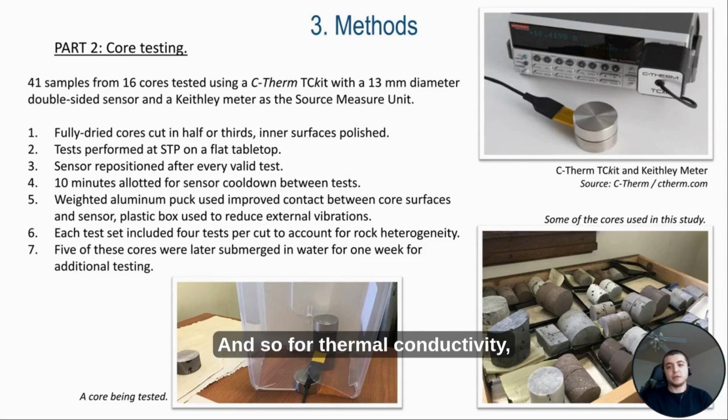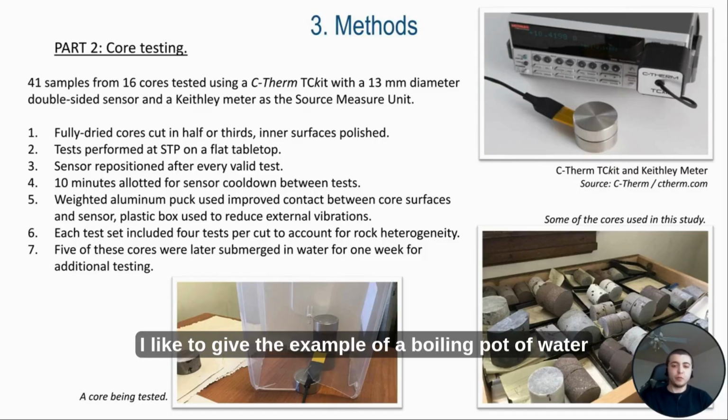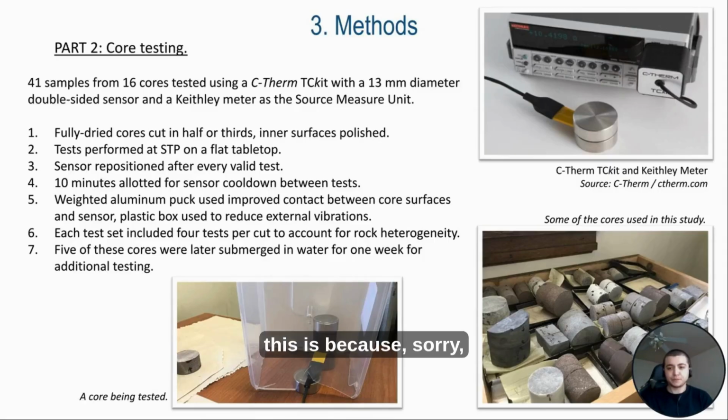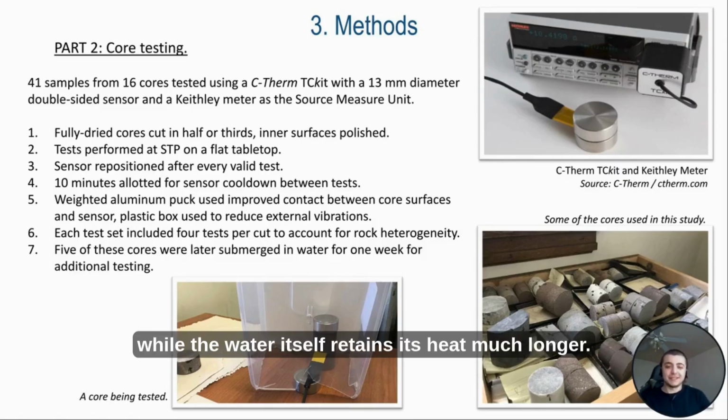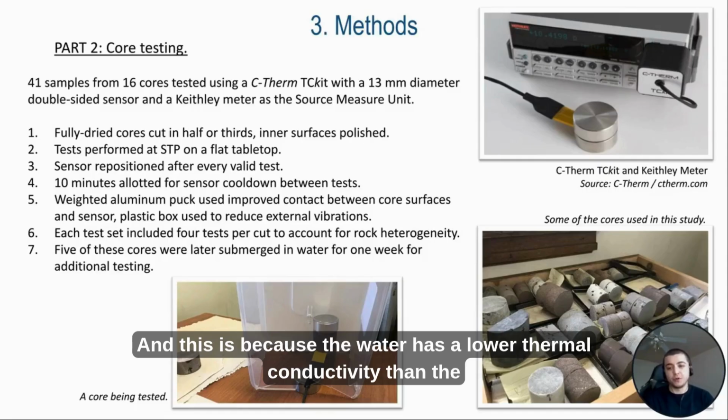And so for thermal conductivity, I like to give the example of a boiling pot of water on the stove. The metal pot heats up faster than the water, but it cools down faster as well, while the water itself retains its heat much longer. And this is because the water has a lower thermal conductivity than the metal pot.